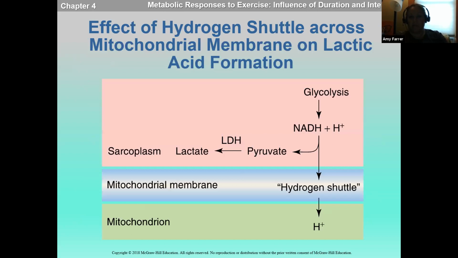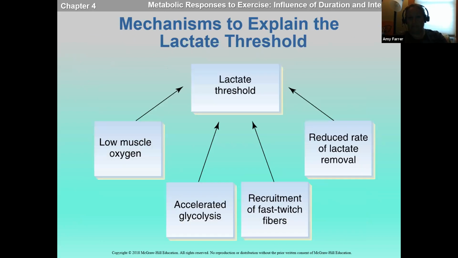So just remember, this is that pictorial. If we're in glycolysis and we're making that NADH, if we can't get it out fast enough, then we're going to convert it back. So these are going to be our mechanisms that influence that lactate threshold. Again, with training, do we get more efficient at removing the lactate? Are the muscles able to maintain and accept the oxygen that they've gotten to maintain their levels?